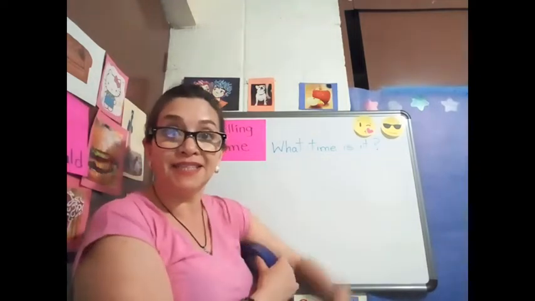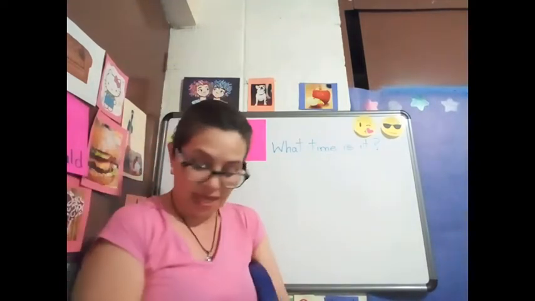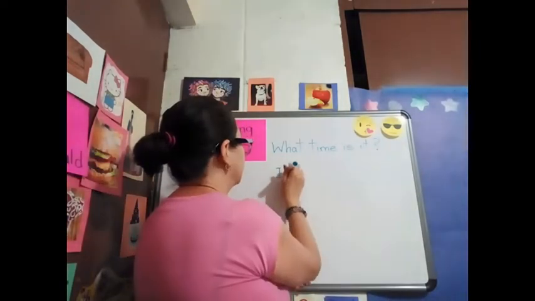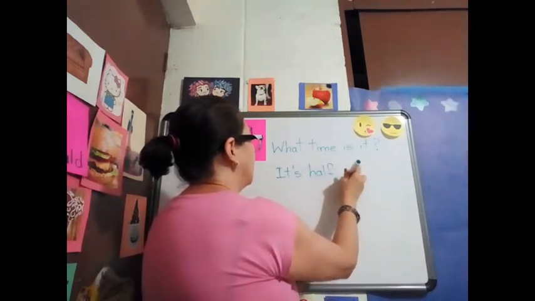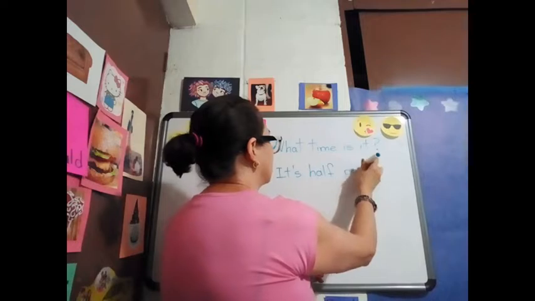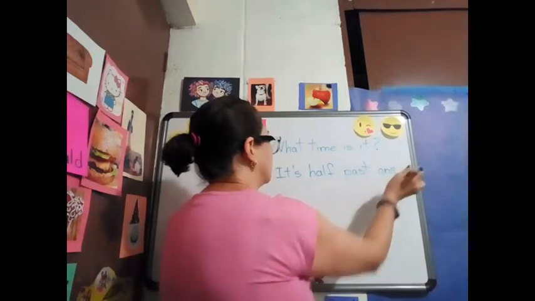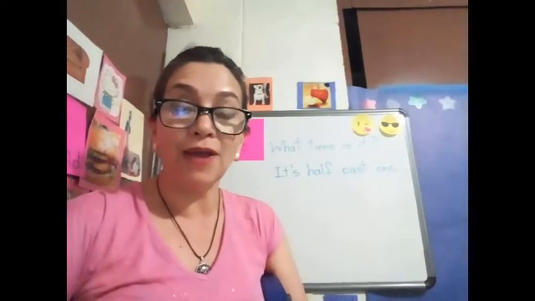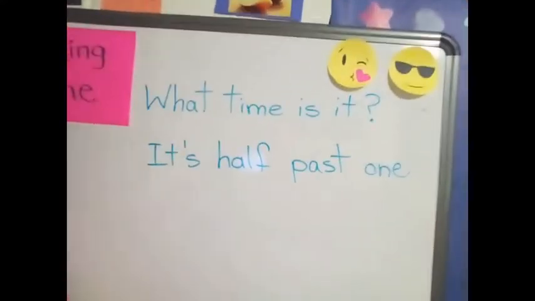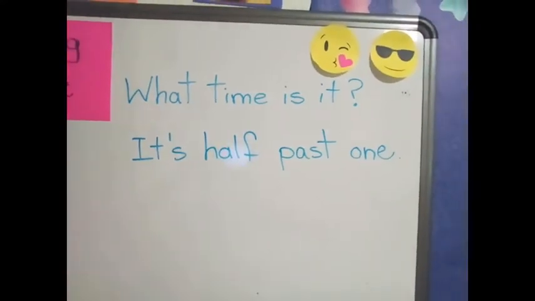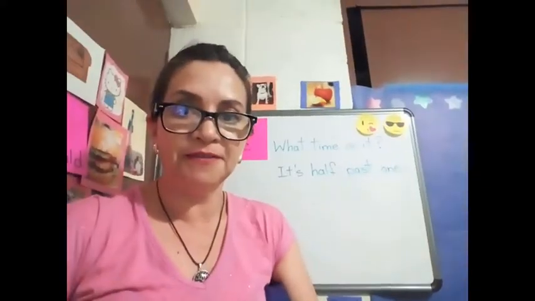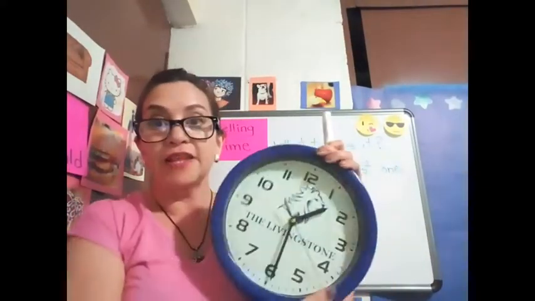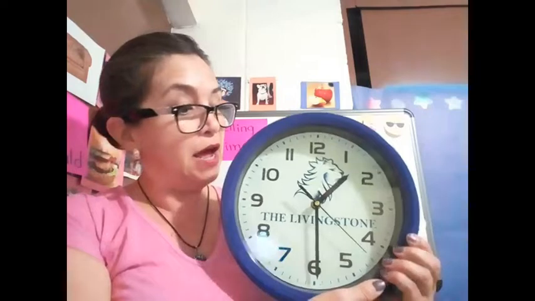What time is it? It's half past 1. That's how you write half past. It is 1:30. Okay. 1:30. Now, let's do some more magic.